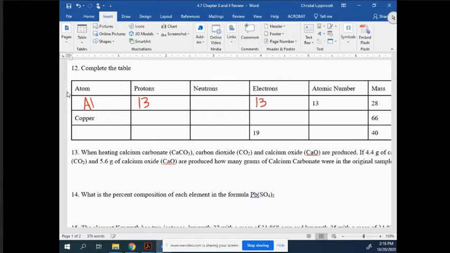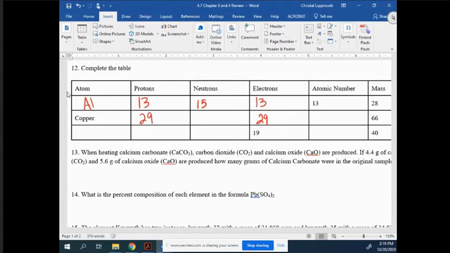Then we need to figure out our mass. So our mass is our protons plus our neutrons. So if we know the mass and we know the protons, we just need to subtract those protons from the mass, and that will give us the number of neutrons in that atom. Copper, we have 66 protons. We need to look up copper's number on the periodic table, and it's 29. So we also have 29 electrons.